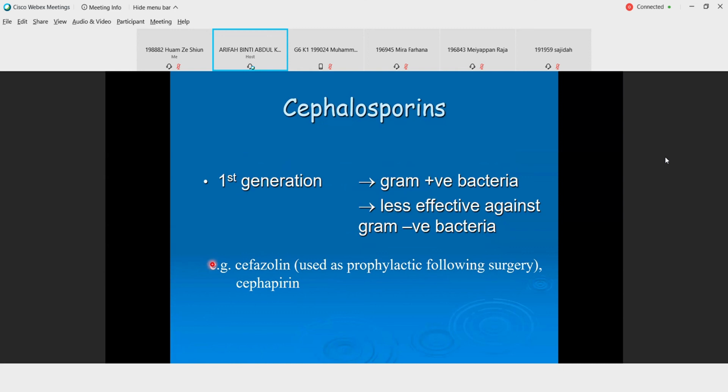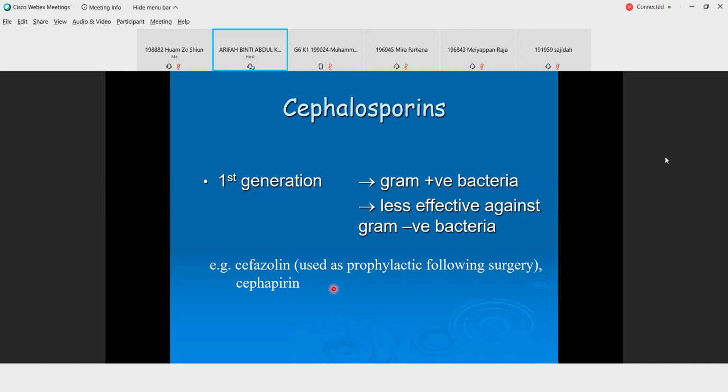So cephalosporins, there are several generations of cephalosporins. They go according to the year they were produced. So the first generation would be the pioneers. This generation of cephalosporins is effective against gram-positive bacteria only. They are not very effective against gram-negative. For example, cefazolin is being used as prophylactic following surgery. The other drugs would be cefapyrin and so on. So these are examples of first generation cephalosporin.